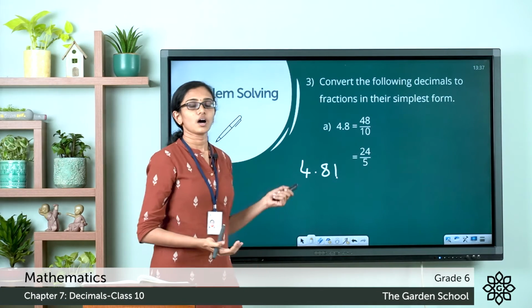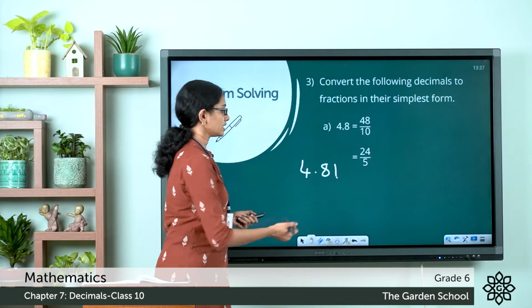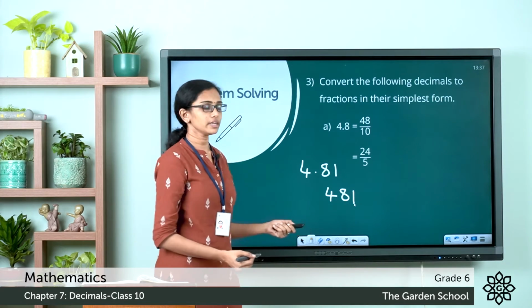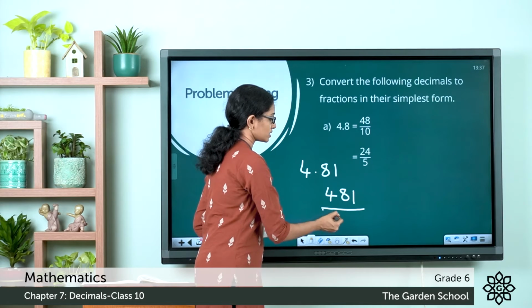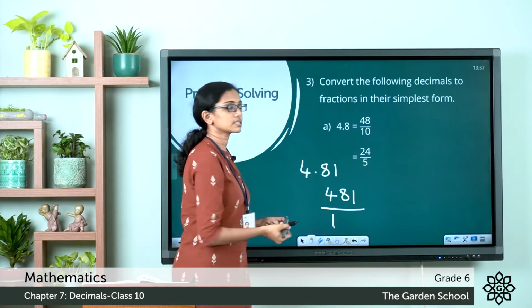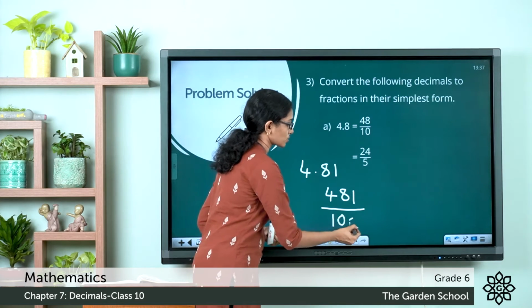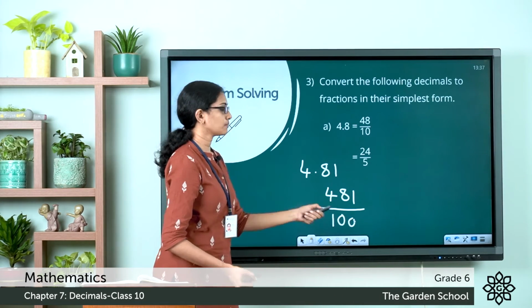So, what if this was 4.81? How would you write it as a fraction? See, first we have to write the given number without any decimal point and that divided by, just write a 1 and count the number of digits after the decimal point. There are two digits here. So you have to write 2 zeros here. So it will be 481 by 100.